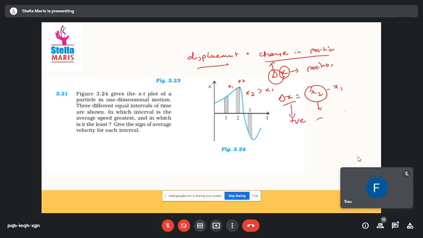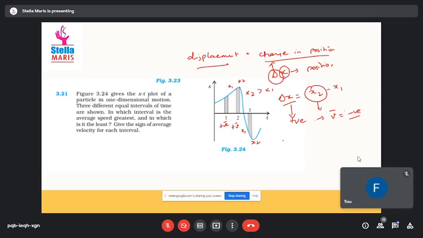Del x is positive, so average velocity is also positive. Okay, so second also, average velocity is positive, and first also average velocity is positive. Okay, what about third? Third is negative, sir. x2 less than x1. Okay, so this is x1, right? Yes, sir. And this is x2. Negative. Yeah, very good. So x1 is greater than x2. Am I right? That's what you have said. x2 is lesser than x1.